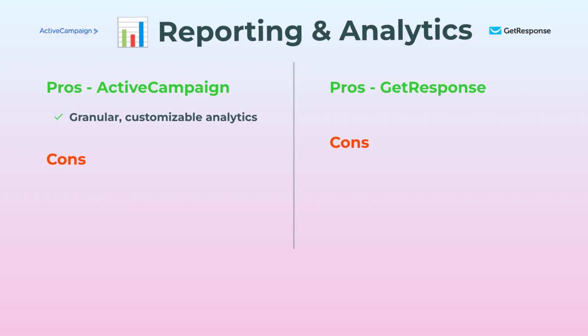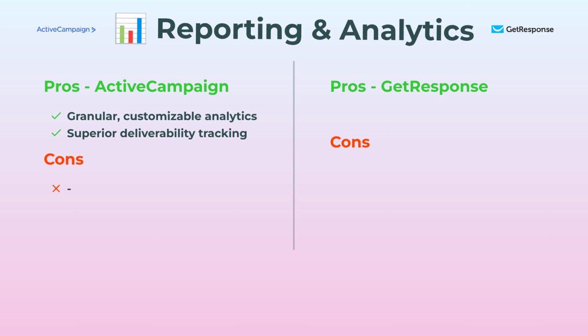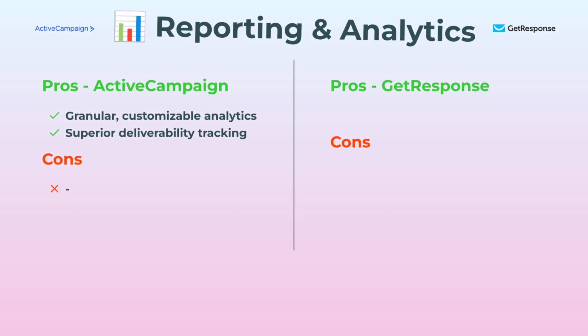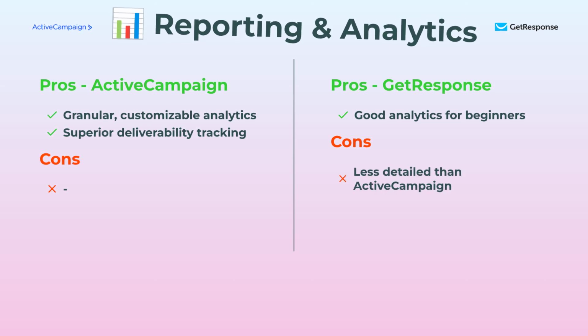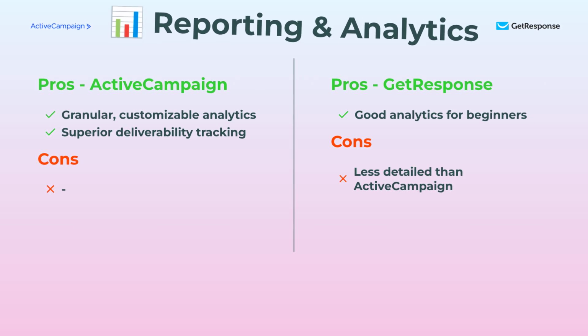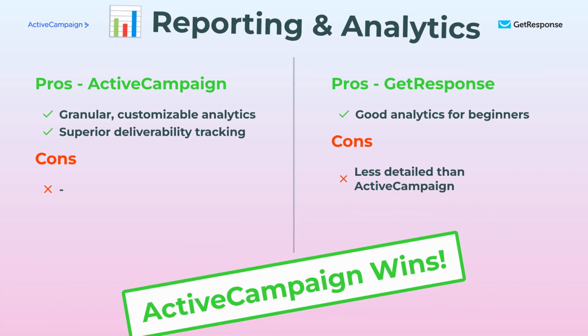All right, now on to reporting and analytics. You know what? ActiveCampaign goes all in with customizable analytics. You want granular data, deliverability numbers, whatever, you got it. If analytics are how you nerd out, this is the place. GetResponse does a decent job, especially for beginners. Like, the dashboard gives you all the basics, but if you're looking for detailed breakdowns, you'll feel it's just not there. So again, ActiveCampaign edges ahead.